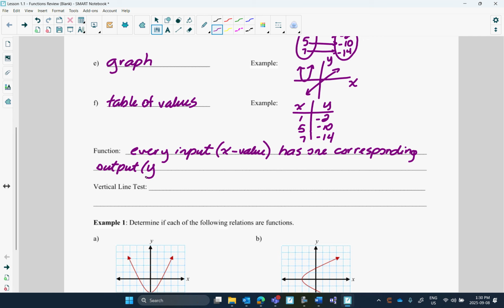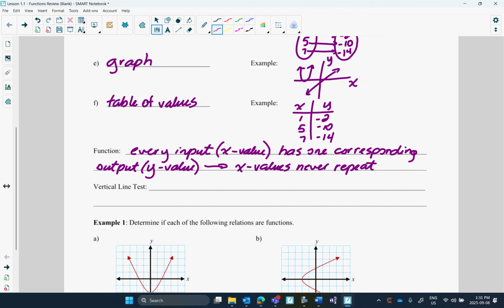For Y value. Or another way that I always phrased it, and we use a different name besides X values: the X values never repeat. They can never happen more than once. If they happen more than once, it's not a function.